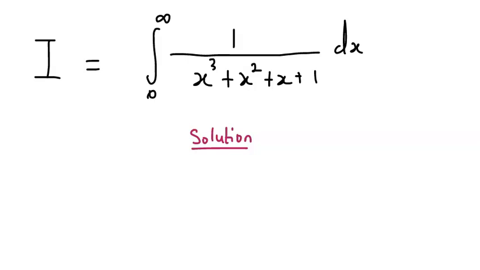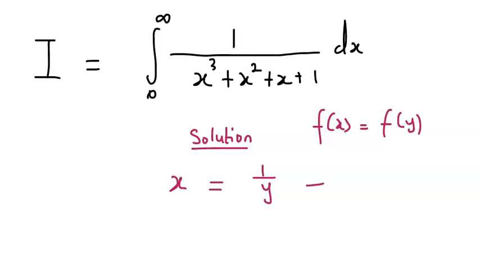First, let's make the following substitution. We're going to let x equals 1 over y. Here, y is a dummy variable, which means that f of x is also equal to f of y. You get the idea? Now, if x is equal to 1 over y, this also implies that y is equal to 1 over x. Now, let's differentiate both sides. So we're going to have dx is equal to negative 1 over y squared dy.